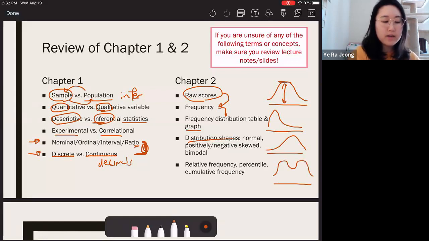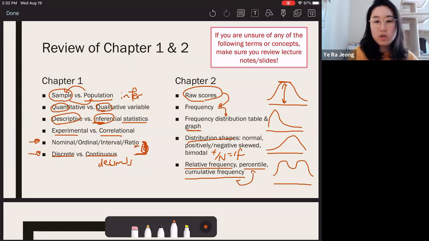Finally, we talked about the relative position of your raw score compared to the rest of the scores, with the concepts called relative frequency, percentile, and cumulative frequency. The relative frequency formula is frequency divided by n. Both percentile and cumulative frequency talk about all the numbers that are at that score or below, but percentile is in percentage, whereas cumulative frequency is all the frequencies added up, so it's in whole numbers.